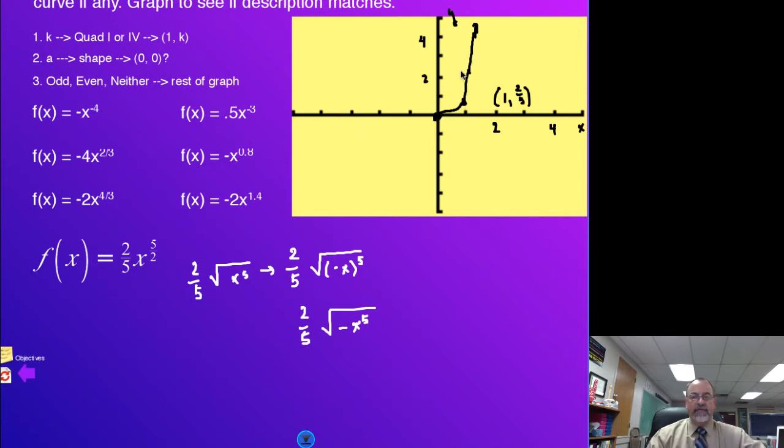So what I have on my graph here is the graph of this function. It won't be anything else.